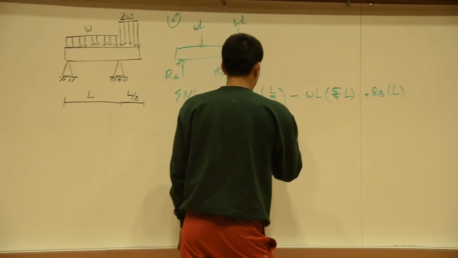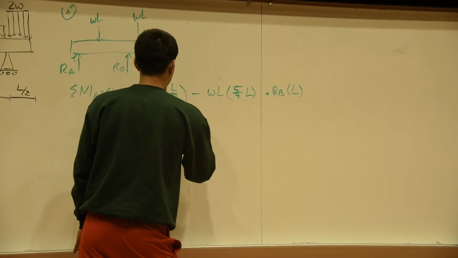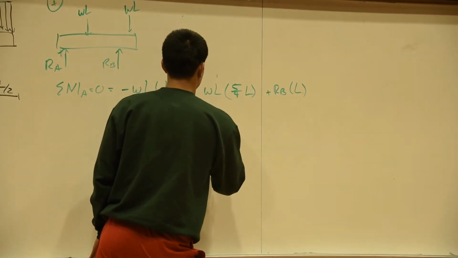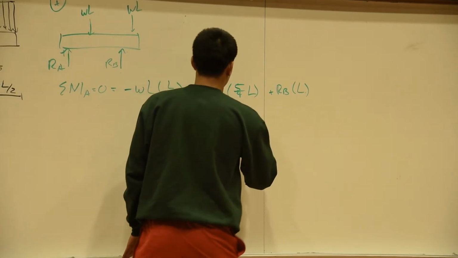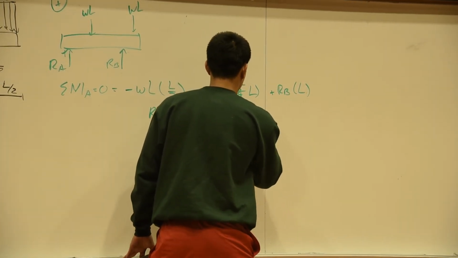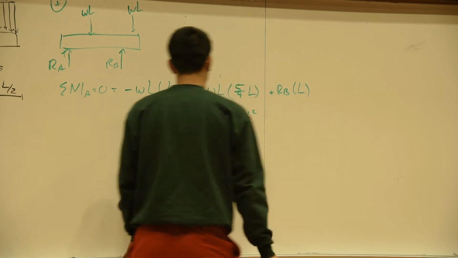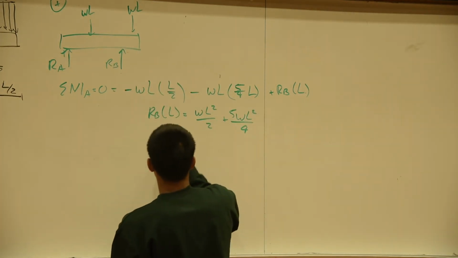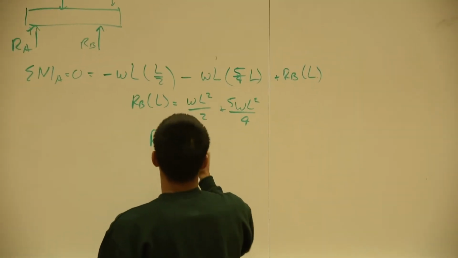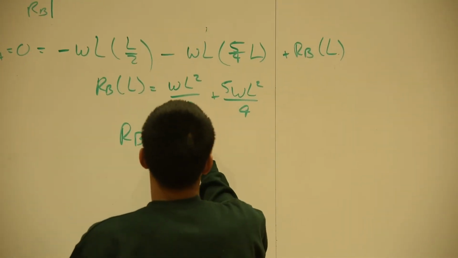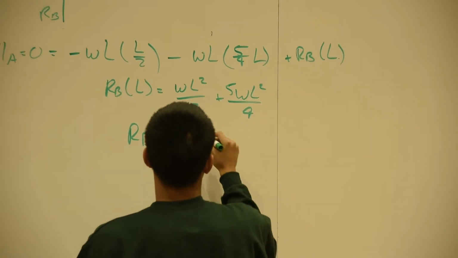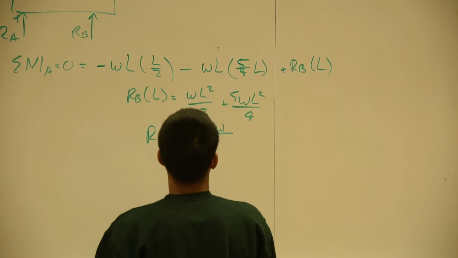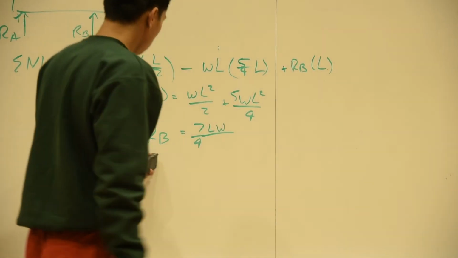So you're left with reaction B, L equals WL squared over 2 plus WL squared 5/4. L's will cancel out. I'm going to add these up. RB equals 7/4 L.